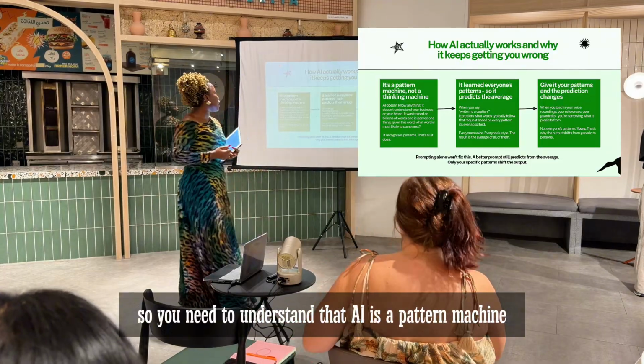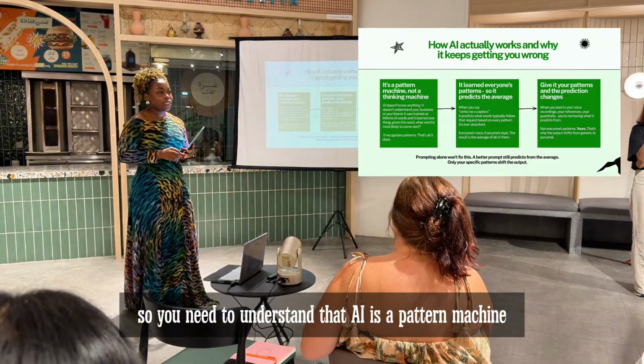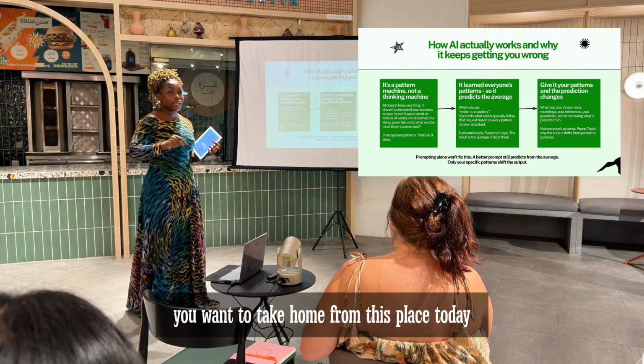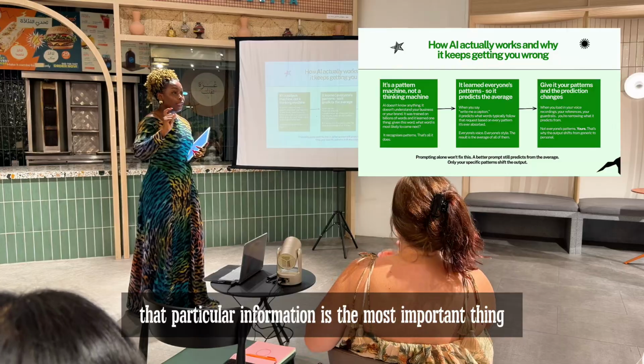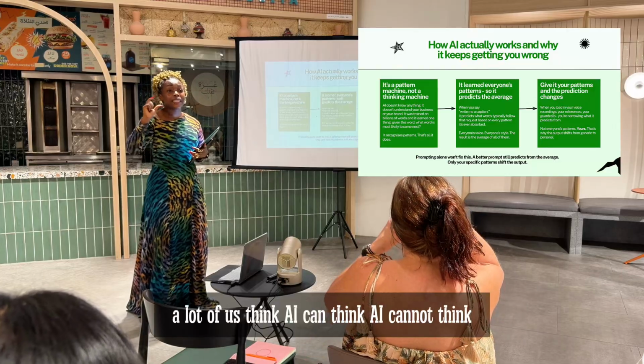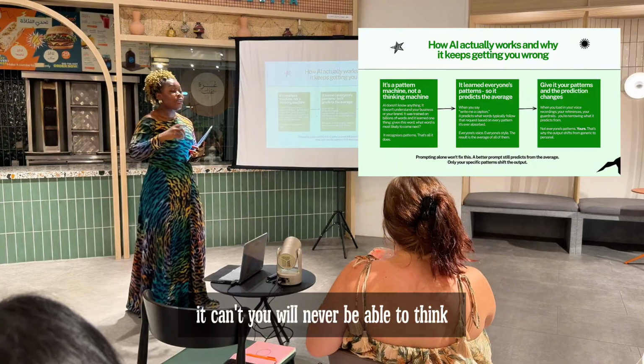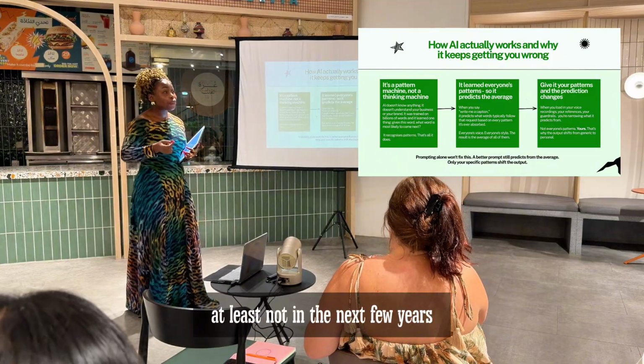You need to understand that AI is a pattern machine. It is not a thinking machine. If there's anything you want to take home from this place today, that particular information is the most important thing. A lot of us think AI can think. AI cannot think. It can't. It will never be able to think, at least not in the next few years.